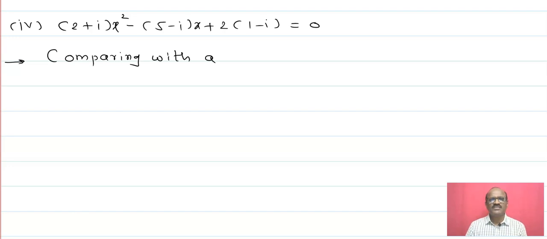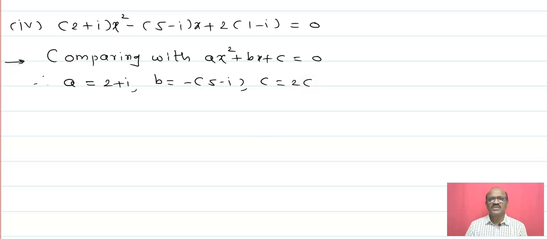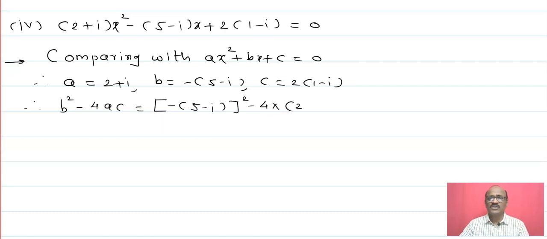Now next, the fourth is 2 plus i bracket complete into x square minus 5 minus i bracket complete into x plus 2 in bracket 1 minus i. Now what's happening here? Every term has the i, imaginary numbers. That's why it is again the big one. That is comparing with the ax square plus bx plus c is equals to 0. Therefore, a is equals to 2 plus i, b is equals to minus in bracket 5 minus i, and c is equals to 2 in bracket 1 minus i.